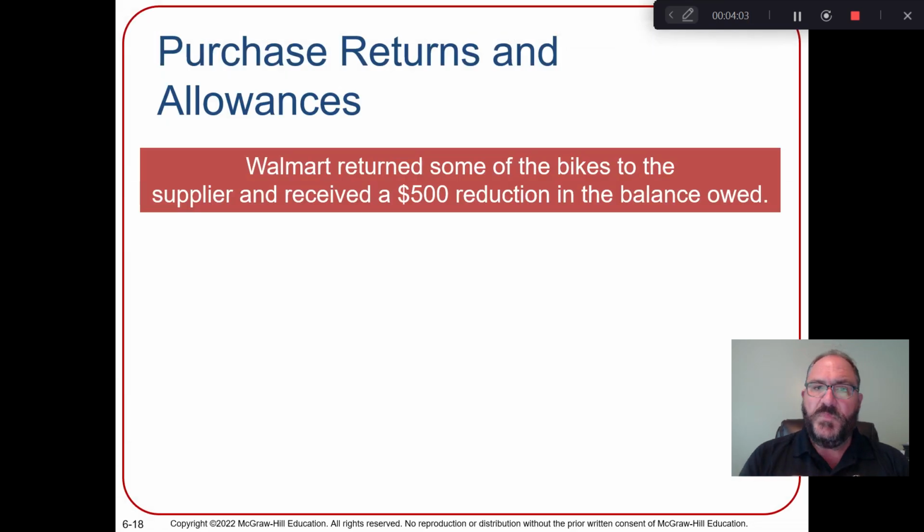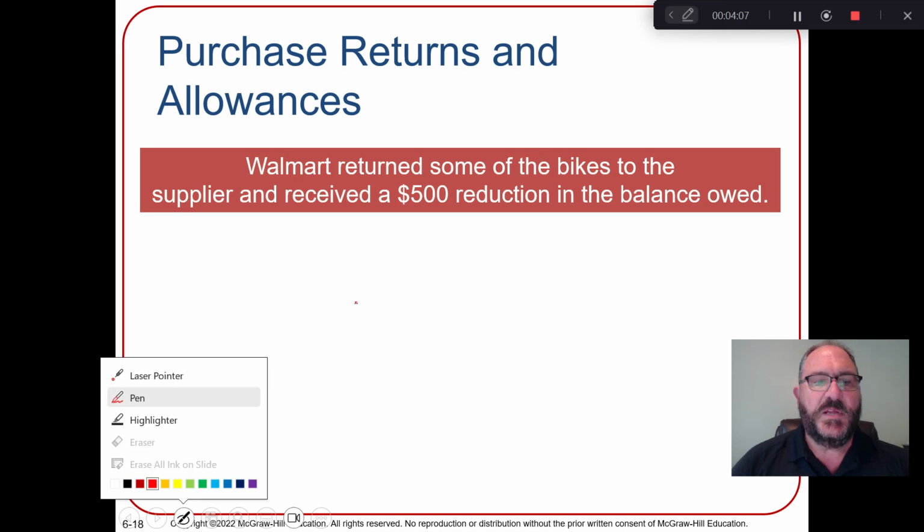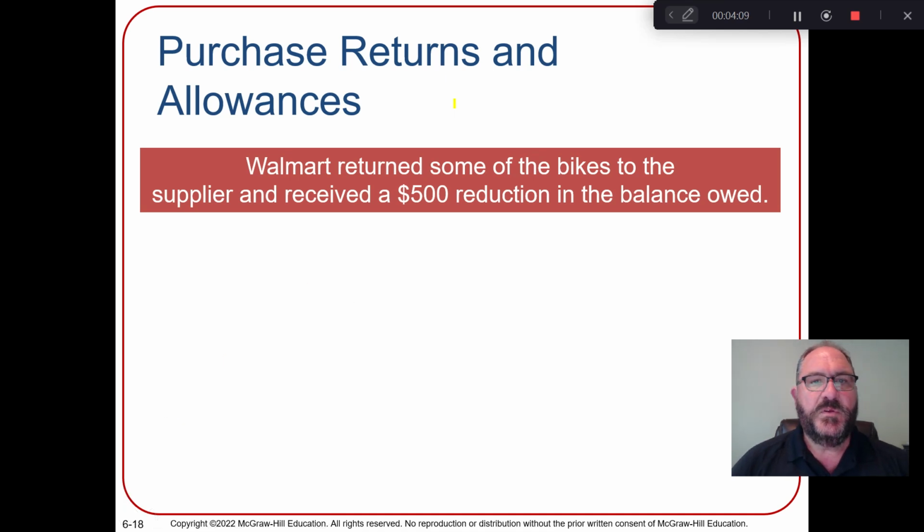All right, now we're going to take a look at something called purchases, returns, and allowances, okay? Purchase, returns, and allowance. Now, basically what this is, you buy something, or the company buys something, and it isn't what you wanted. Maybe they sent them some of the wrong colored bikes. So in this case, they have a $500 reduction in the balance owed. Okay, so they return some of the bikes.